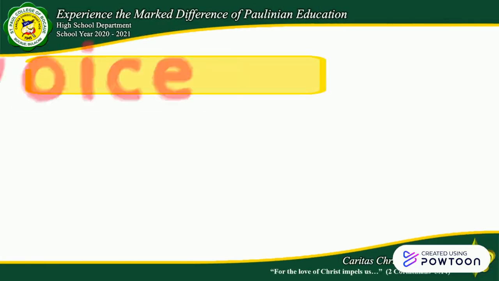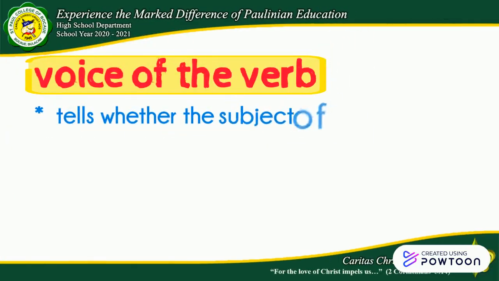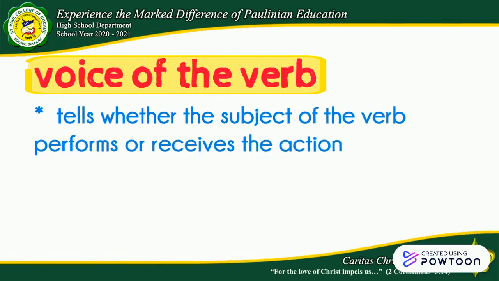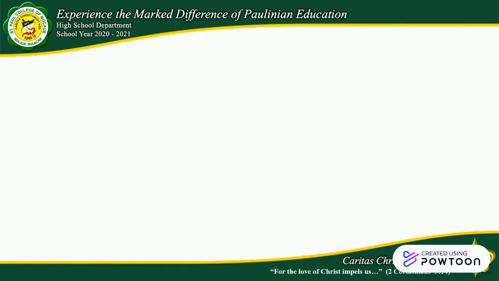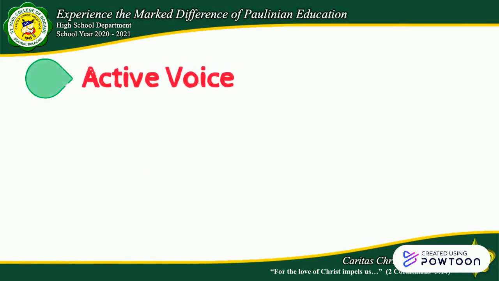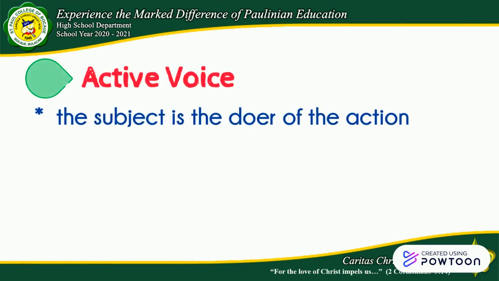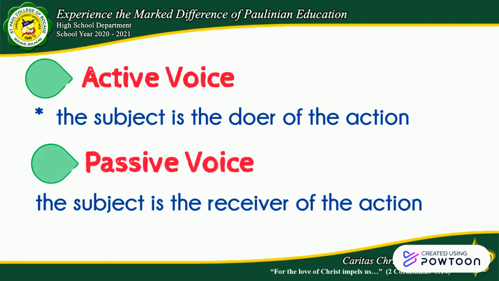The voice of the verb tells whether the subject of the verb performs or receives the action. It is the who or what that is doing the verb's action in a sentence. We use the active voice when the subject is the doer of the action. We use the passive voice when the subject is the receiver of the action.